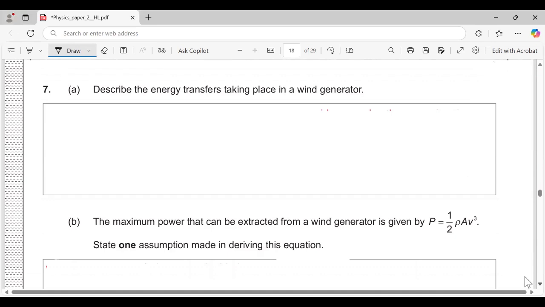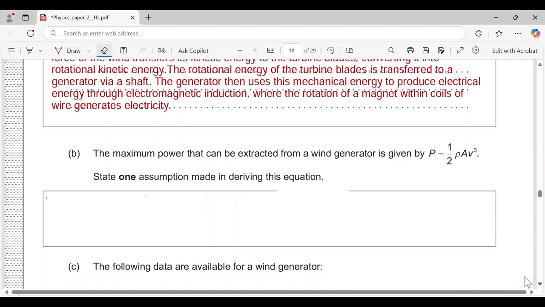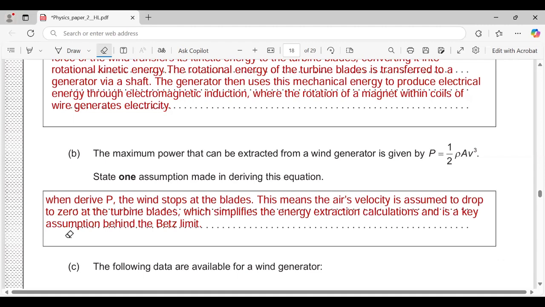Describe the energy transfers taking place in a wind generator. I have provided my explanations about this. The maximum power that can be extracted from a wind generator is given by this equation. State one assumption made in deriving this equation. I have provided also my explanation.